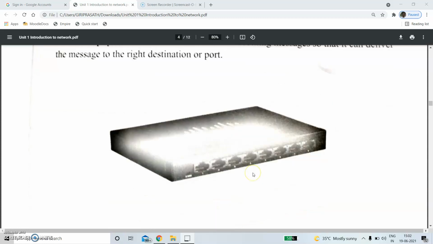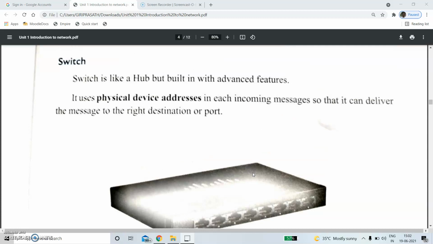Okay, in a network there may be n number of systems, isn't it? So how will the switch identify that this message has come from this machine? Then how will it identify? By means of the physical device address.